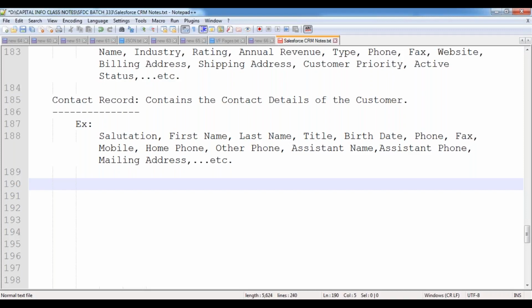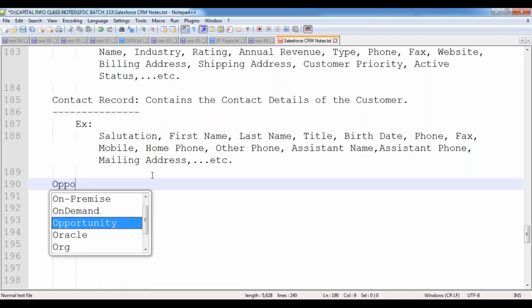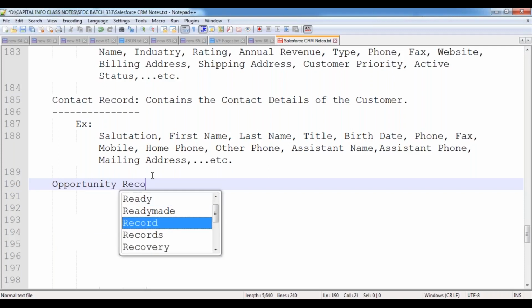Because when coming to the organization, not only do we sell the products, we have to contact the customers also. We have to give services also to the customers. So to contact the customer, whatever contact details are required, we can place all of them inside this contact record. So the contact record contains all the contact details of the customer. Next, the opportunity record.